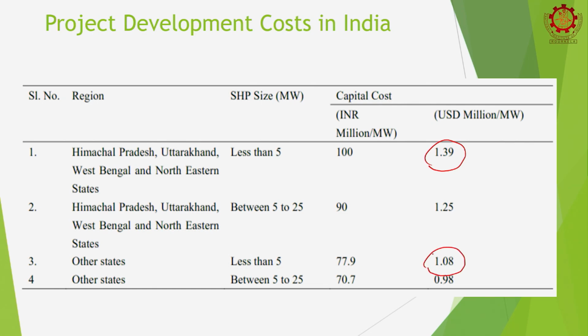It might be even cheaper because maybe local costs are lower, labor costs are lower, and also maybe the opportunities are easier to develop. So that is for less than 5 megawatt capacity, and when it comes to between 5 and 25 megawatt, economy of scale comes up. Therefore, costs go down further, because when you develop larger power plants, naturally your costs go down in small hydro cases.